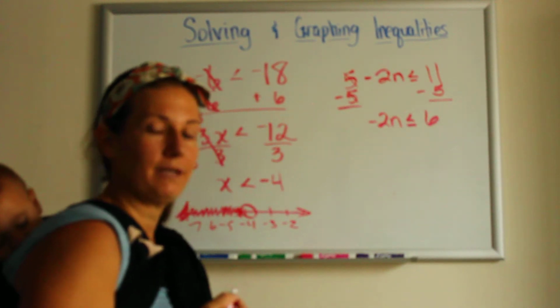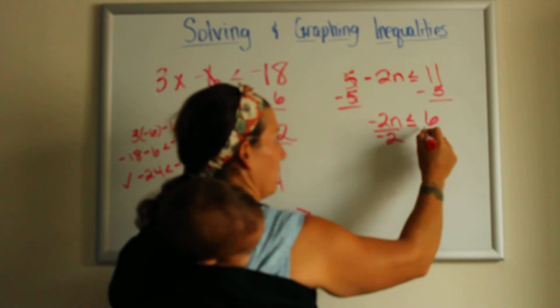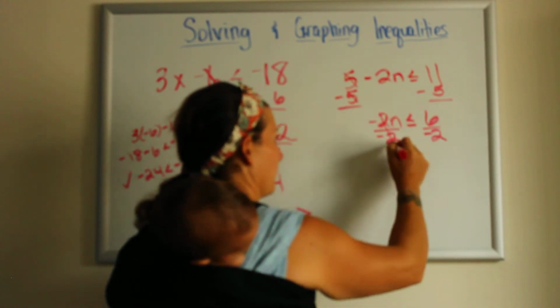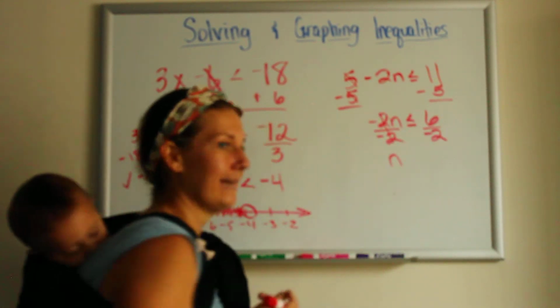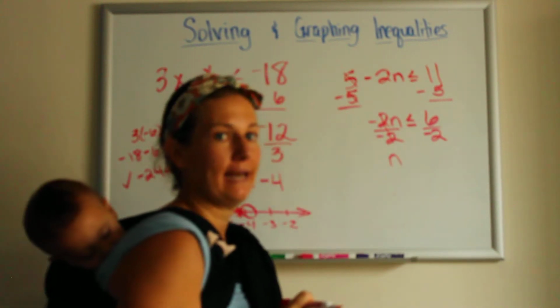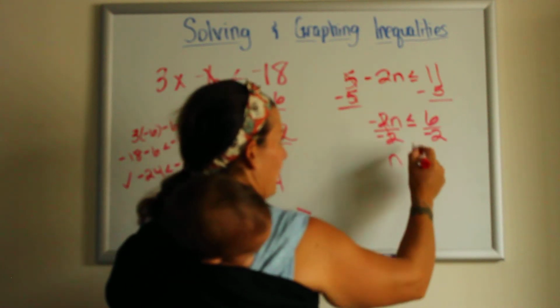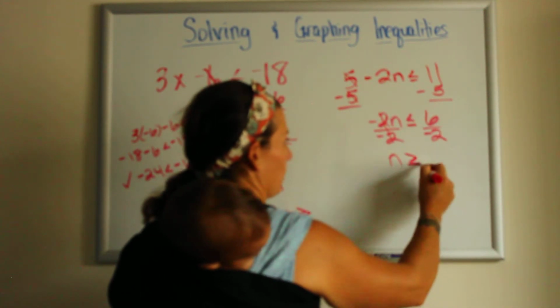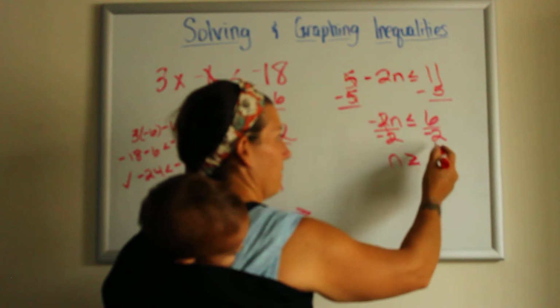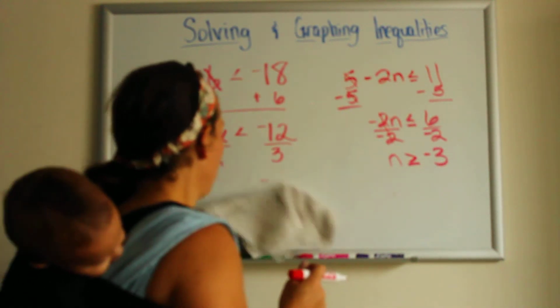Okay, to isolate my variable at this point, I need to divide both sides by -2. And with inequalities, to keep them true, anytime you multiply or divide both sides by a negative, your inequality is going to flip. So instead of reading less than or equal to, it's going to read greater than or equal to. And then I'm going to go ahead and divide these values. That will keep your inequality true.